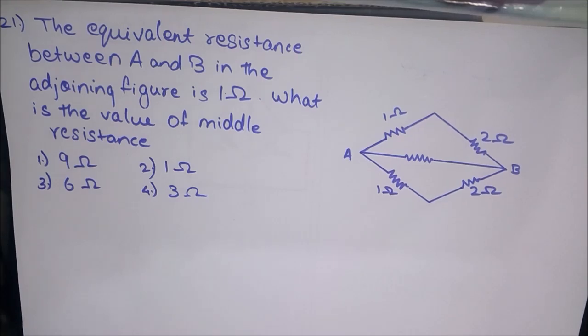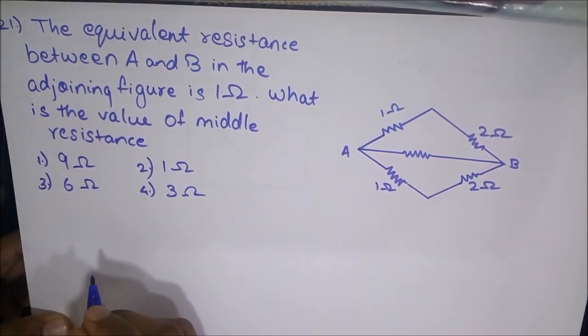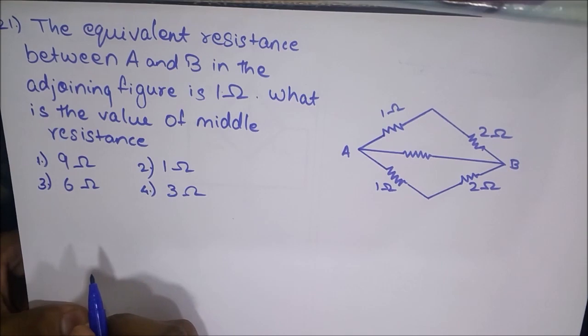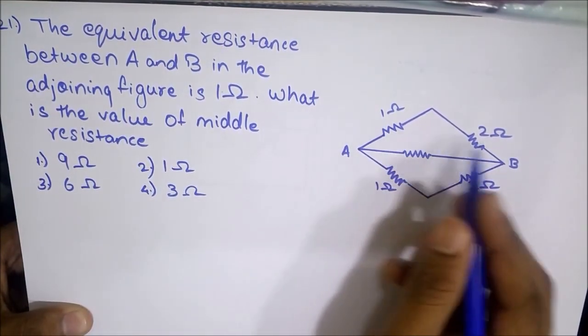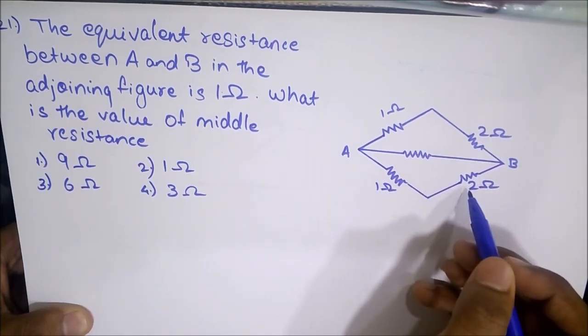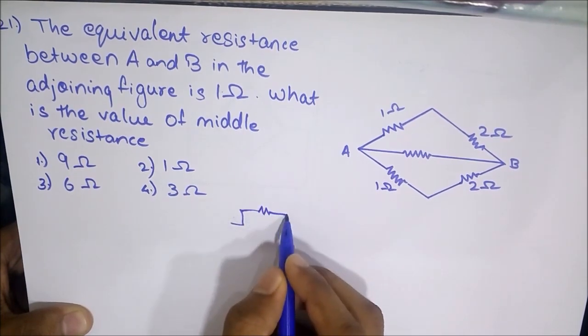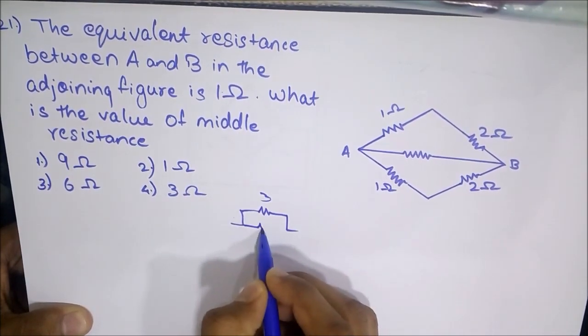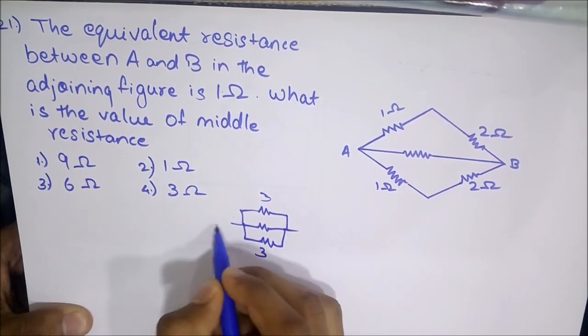The equivalent resistance between A and B in the adjoining figure is 1 ohm. What is the value of the middle resistance? We have 4 options: 9 ohms, 1 ohm, 6 ohms and 3 ohms. In the figure, 1 ohm and 2 ohm resistances are in series, and again 1 ohm and 2 ohm resistances are in series. So the circuit can be drawn as 3 ohms, unknown value, and again 3 ohms.